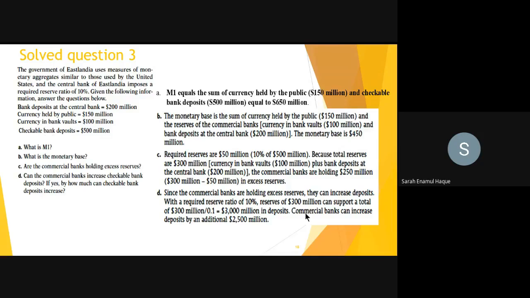So look, commercial banks can increase deposits by an additional 2,500. So if you just look here, from 300, 50 is gone. Yeah, here there is some error. Here it should be 250. Here it should be 250. I will change these, don't worry. After this class, I'm going to edit these slides a little bit more, and I'm going to correct this. It will be 250 million. You're right here, because remember, the excess reserves are actually 250.